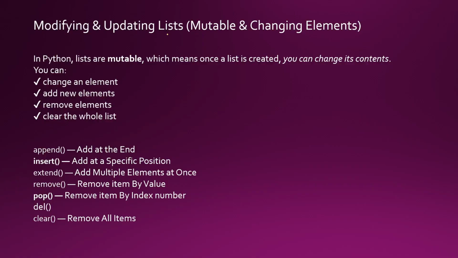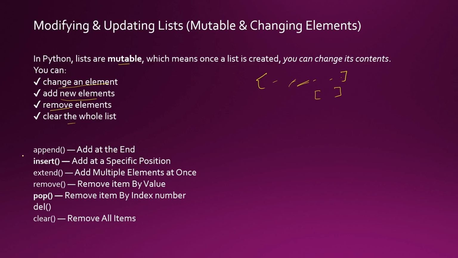So next is modifying and updating a list, that is, mutable and changing elements. In Python, lists are mutable. Mutable means changeable, which means once a list is created, you can change its content. Whenever you create any kind of list, you can change the elements of this list at any time. You can change an element, add a new element, remove an element from this list, or clear the whole list. You can clear all the values from here and create a blank list.